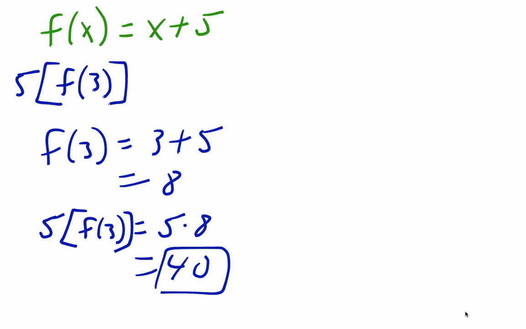Alright, the next one would be the function x plus 5. Then it says take 5 times whatever f of 3 is. Well, first I put f of 3, so I put 3 in for x. So 3 plus 5 is 8. Then once I get that answer, then I take 5 times that answer. So I took 5 times the 8 and then got 40.